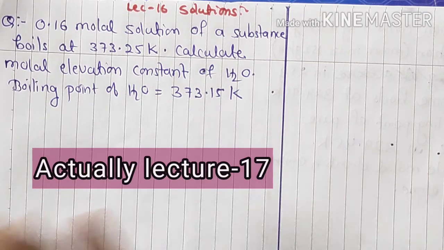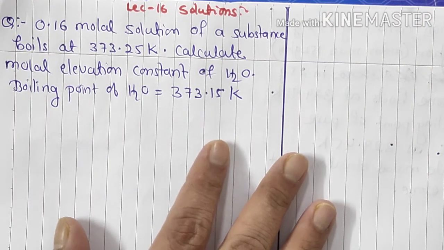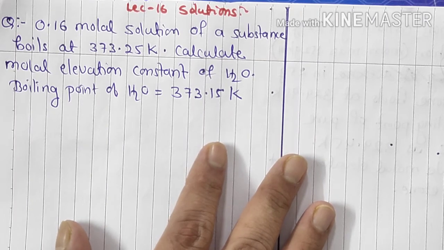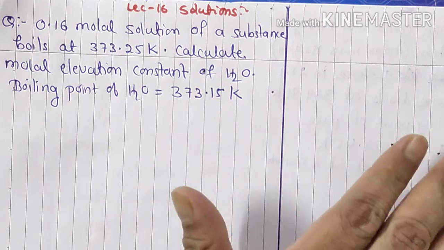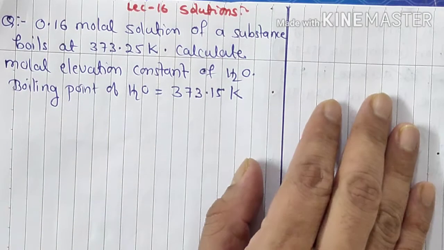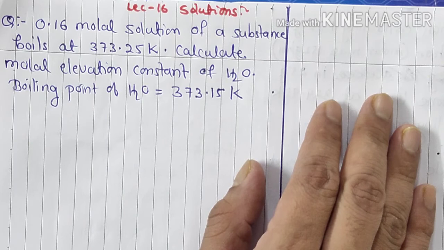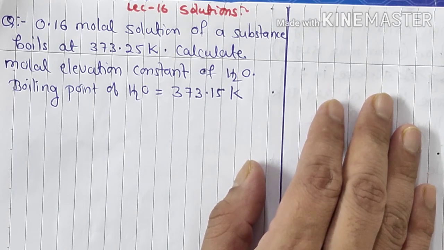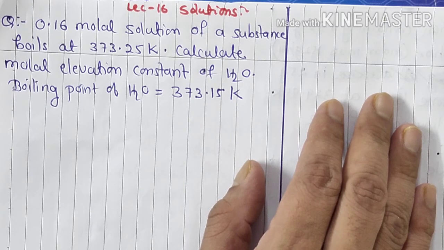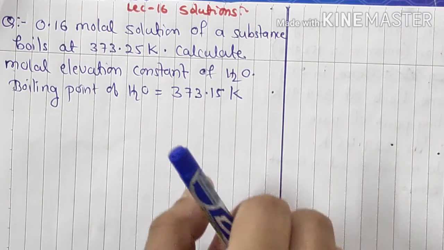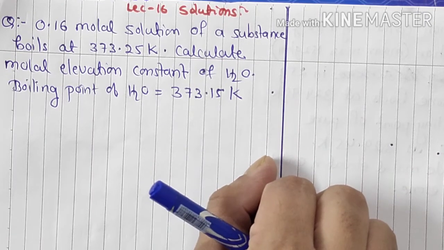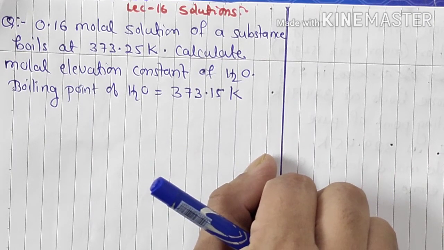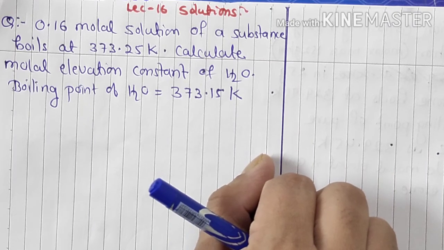Today we'll be solving the numerical based on elevation in boiling point. Now student, in last lecture we have studied the theory part of the second colligative property, that is elevation in boiling point, right? आज के लेक्चर में हम लोग कुछ न्यूमेरिकल सॉल्व करेंगे जो लास्ट लेक्चर में जो हमने पढ़ा था थियरीज उसके बेसिस पे, राइट?